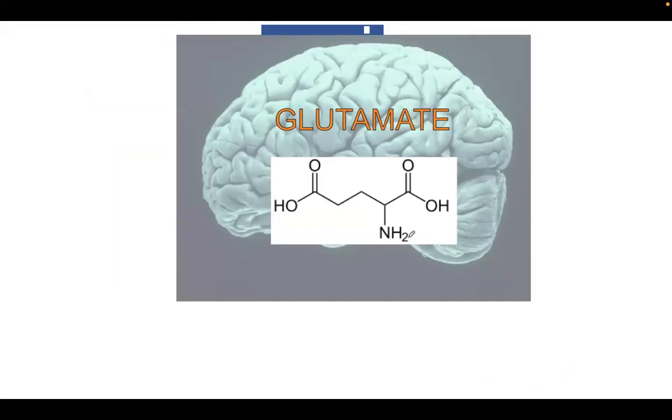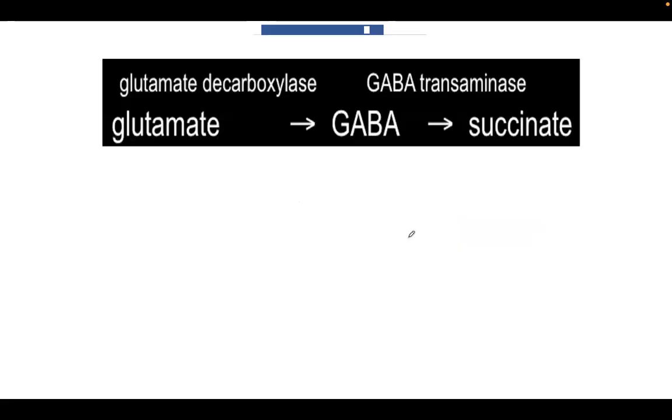Now, glutamate. Is glutamate excitatory or is it inhibitory? Okay, glutamate is excitatory. So I want everyone to remember this reaction wherein glutamate undergoes decarboxylation to become GABA. GABA undergoes transamination, it becomes succinate. Succinate enters the Krebs cycle.